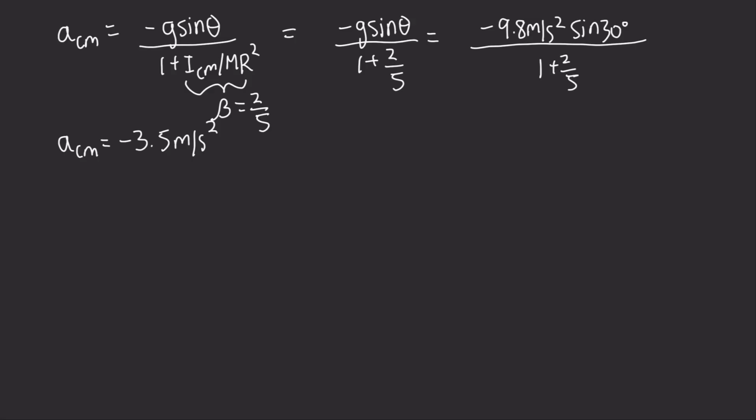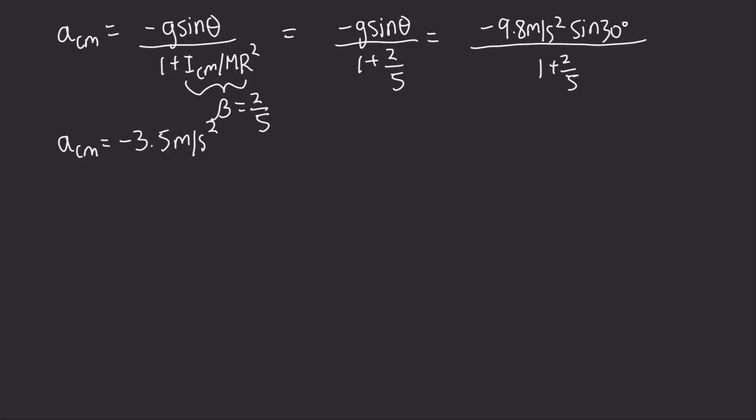And note also that we didn't need either the mass or the radius to find the acceleration. So this tells us that any size ball with any uniform mass would have the exact same rolling acceleration if it were rolling smoothly down a 30-degree ramp, which is pretty cool if you think about it.